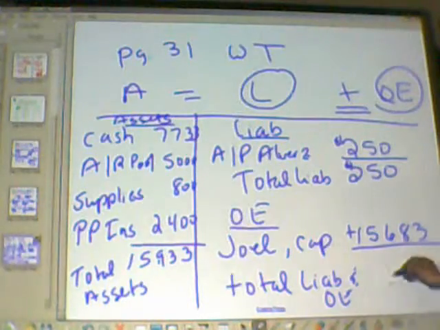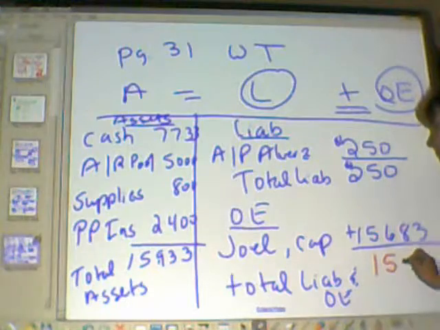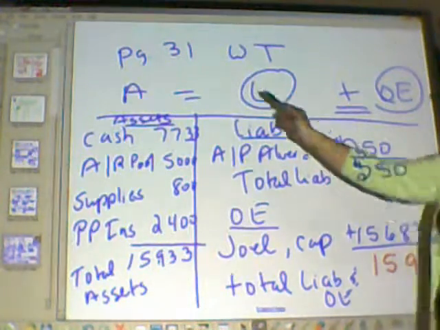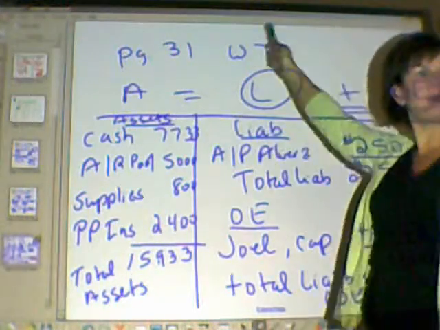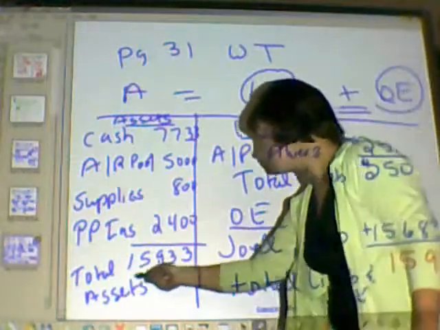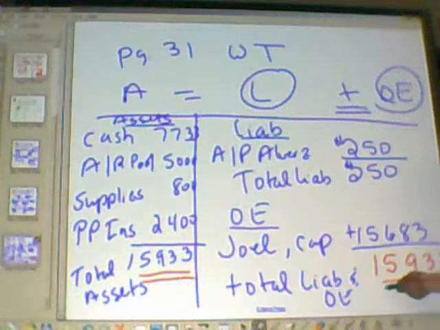Oh wow, I think I've seen that number before. Where have I seen 15,933? Okay, isn't this what this says? Assets must equal this side, left side must equal right side. We're not talking debits and credits here, we're talking left side, right side. If they equal, put a double line underneath of them.